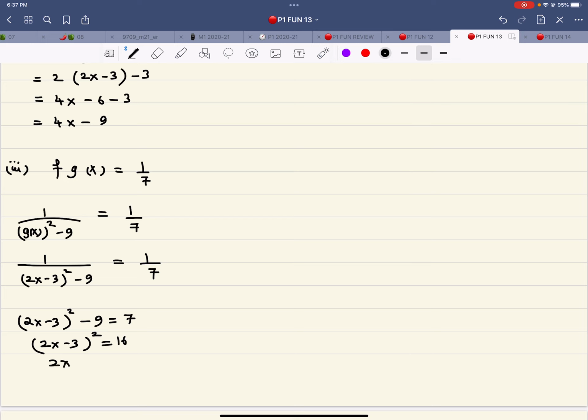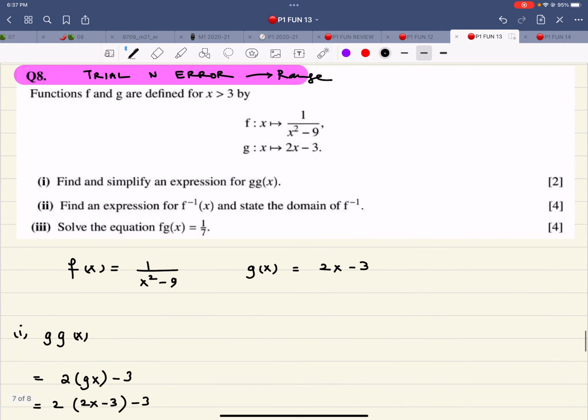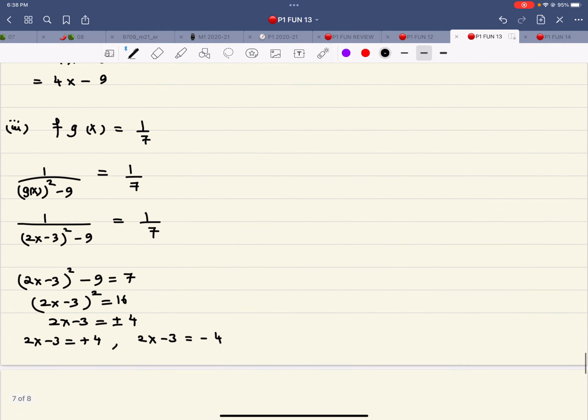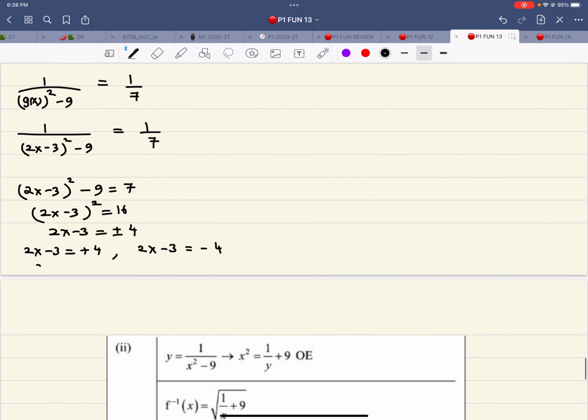2x minus 3 equals plus or minus 4. So 2x minus 3 equals positive 4, and 2x minus 3 equals negative 4. Choose the value that would lie within this range. So therefore, 2x equals 7. Therefore, x is 7 over 2.